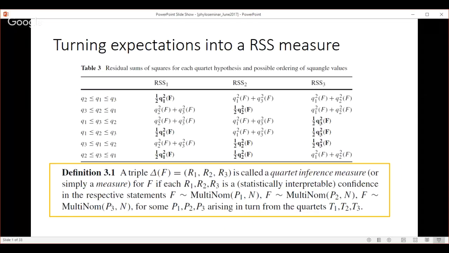So that's basically our signed squangle algorithm, a way of using these things to try and do tree inference, or having something to put inside this black box. And so in the paper, we have this idea of a quartet inference measure, which is basically saying we're going to think of all of our different possible black boxes as things that take a data set, some sort of pattern counts, and return three numbers, which are something like a measure of confidence in how much I think tree one, tree two, or tree three is a good fit for this data, where smaller numbers are better.